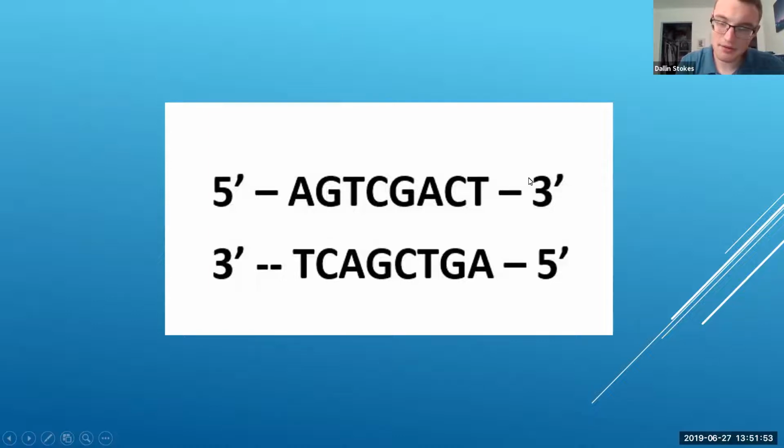A-G-T-C-G-A-C-T going 5' to 3'. Well, A pairs to T, G pairs to C, T pairs to A, C pairs to G, G pairs to C, A pairs to T, C pairs to G, T pairs to A. Everything's dandy, but look at this. If you go 5' to 3' this direction, it's A-G-T-C-G-A-C-T. It's palindromic. Notice they're complementary to each other, but 5' to 3', 5' to 3', they're spelled the same.